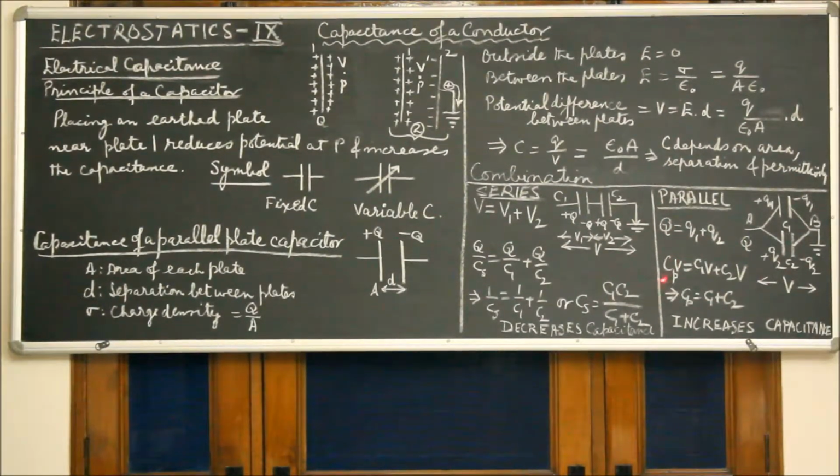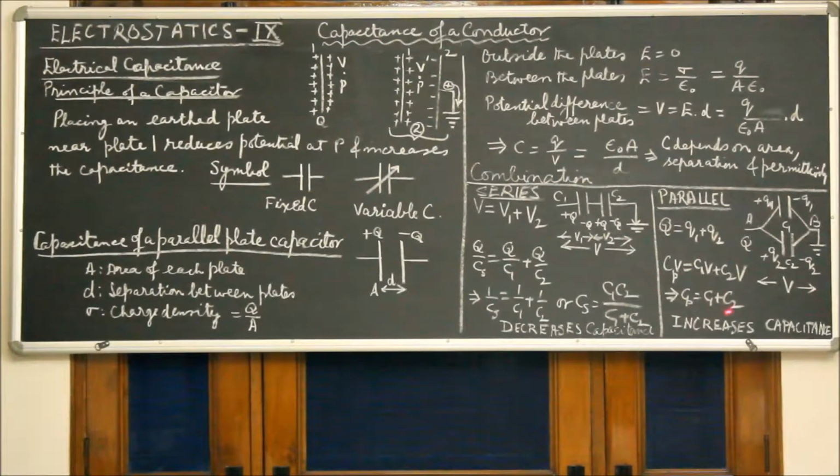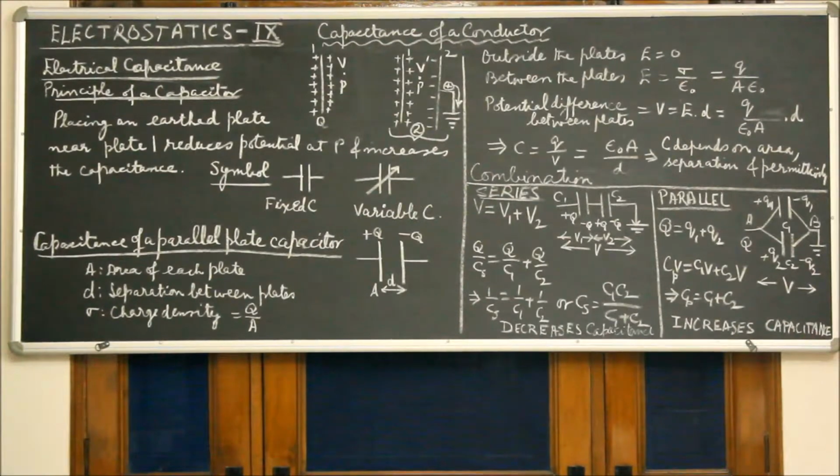Q is CPV because CP here is the effective capacitance of the combination. CPV is equal to C1V. Remember, potential is same for each of the capacitors, plus C2V. Dividing by the common factor V here, you get Cp is equal to C1 plus C2. Clearly, Cp is larger than C1 and also larger than C2. Hence, a parallel combination increases the capacitance.